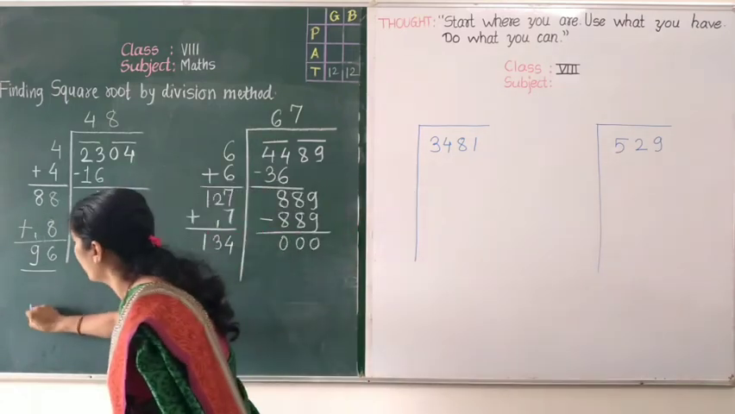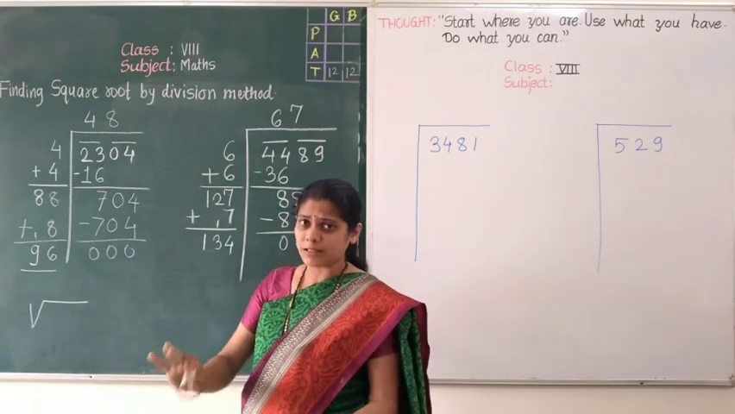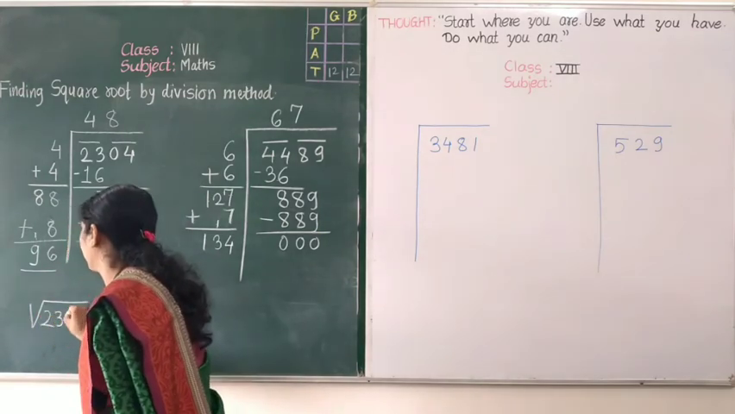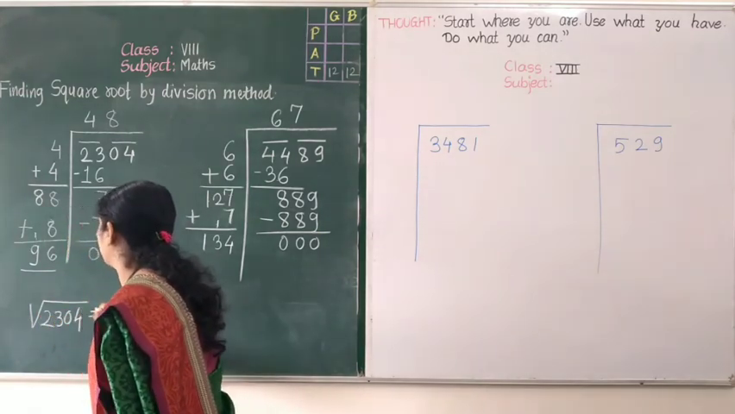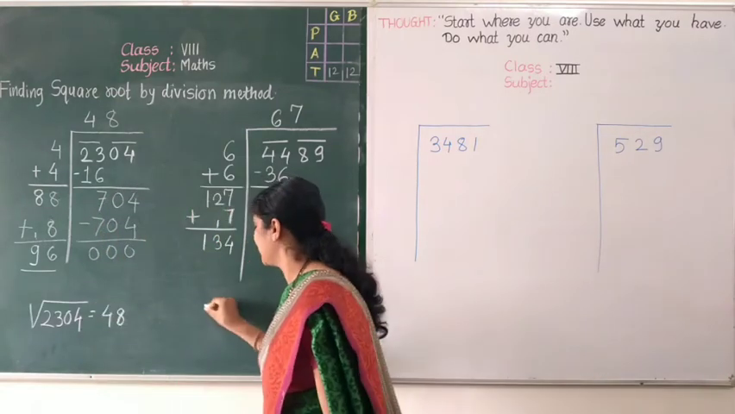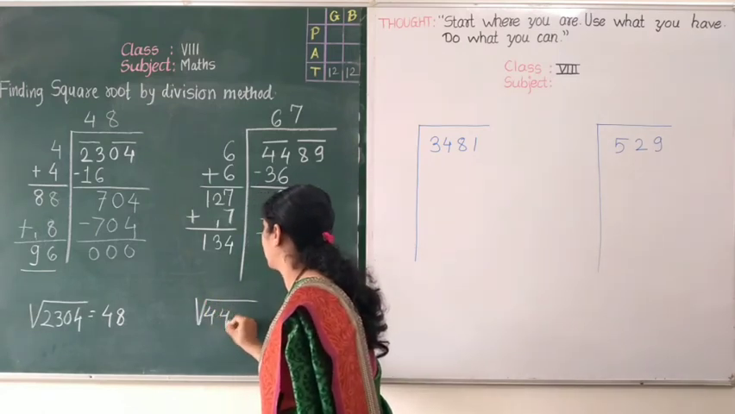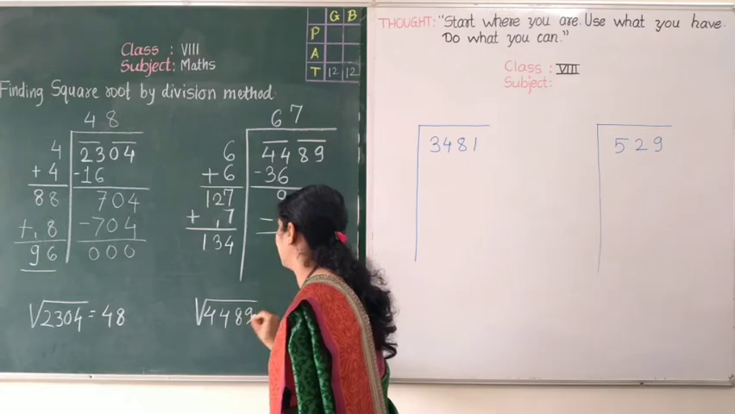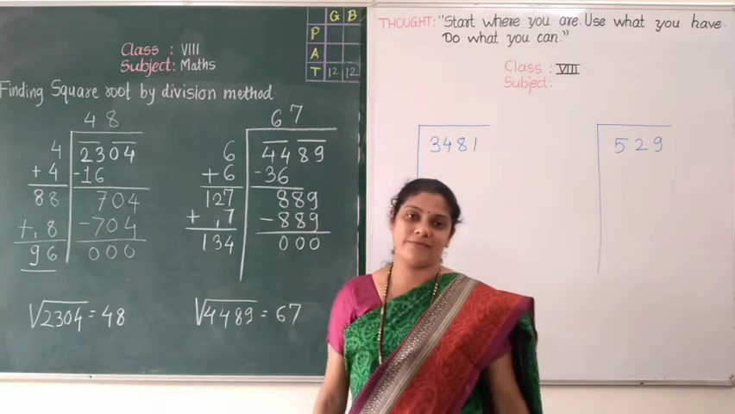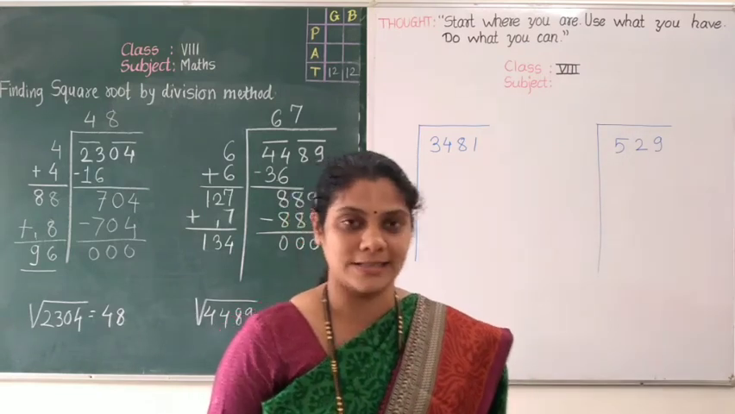Look at here. While writing the final answer, we have to draw here the sign of square root, and in this we have to write 4489 is equal to what is the square root? It is 67. So like that we have to write the final answer.